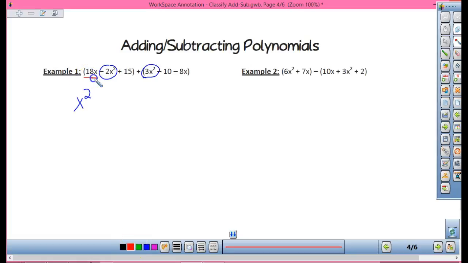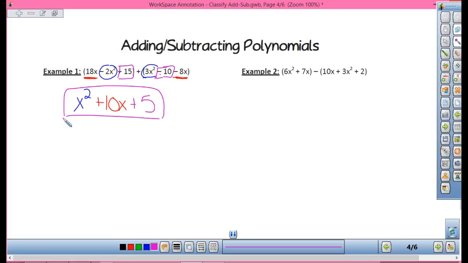Then I'm going to 18x plus negative 8x gives me plus or minus? Plus 10x, yep. And then what? So plus 15 plus, is that a negative 10 or a plus 10? Oh yeah, so plus a negative 10 gives me plus 5. And this guy is going to be my answer. Okay, done at that point.